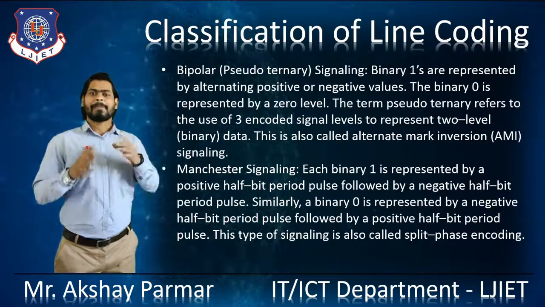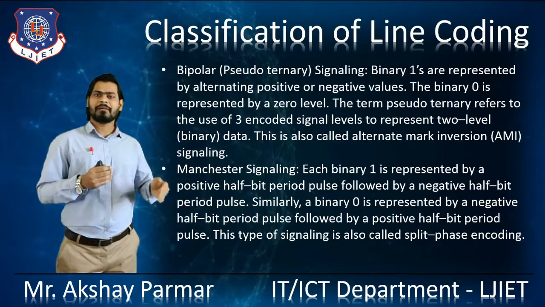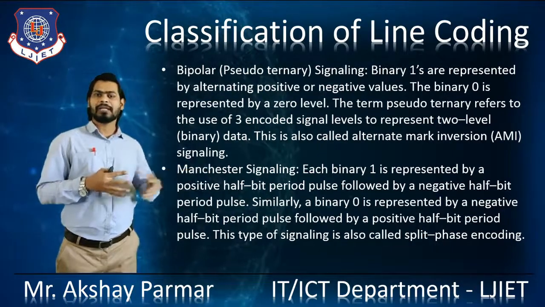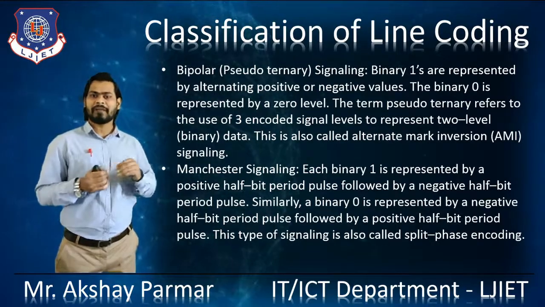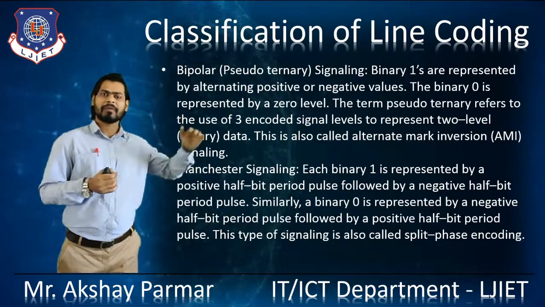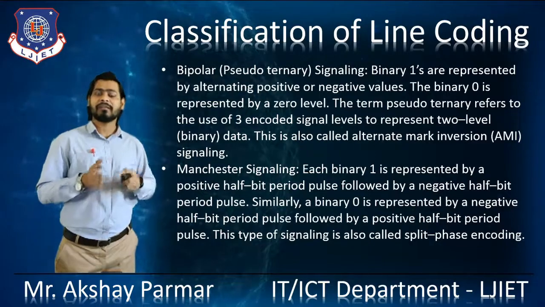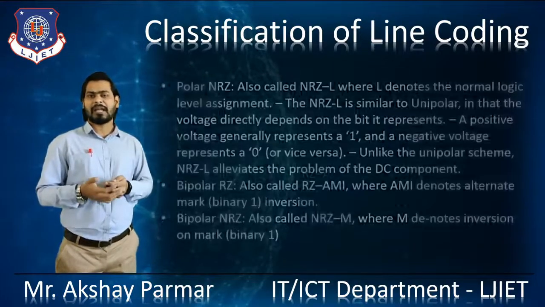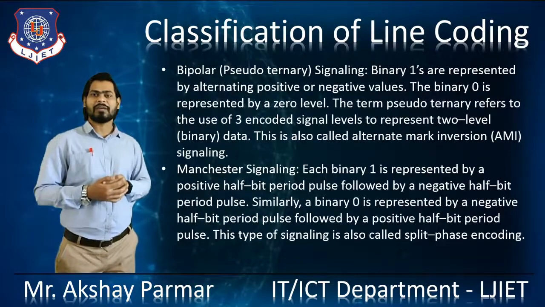Manchester signaling: each binary one is represented by a positive half-bit period pulse followed by a negative half-bit period pulse, right? Similarly, 0 is represented by a negative half-bit period pulse followed by a positive half-bit period pulse, right? This type of signaling is called split phase encoding, or the Manchester encoding.